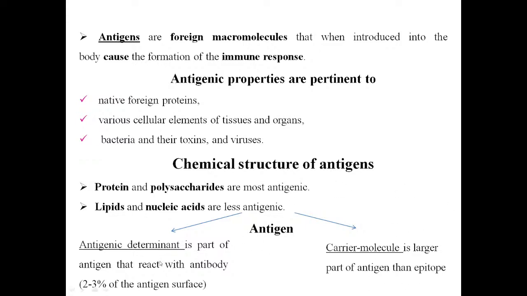Any antigen consists of two parts. The first one is the antigenic determinant. It is the part of the antigen that reacts with the antibody. It is a small part of the antigen, just 2 or 3% of the antigen surface. And the larger part of the antigen is the carrier molecule.